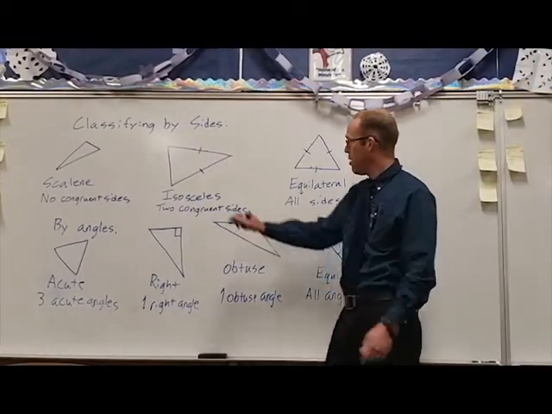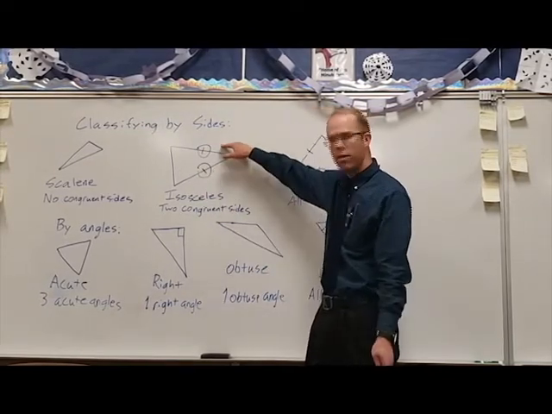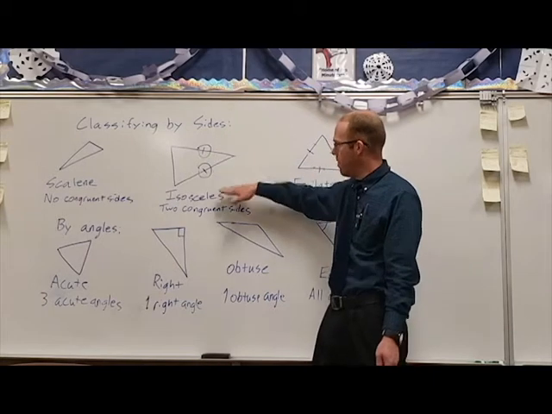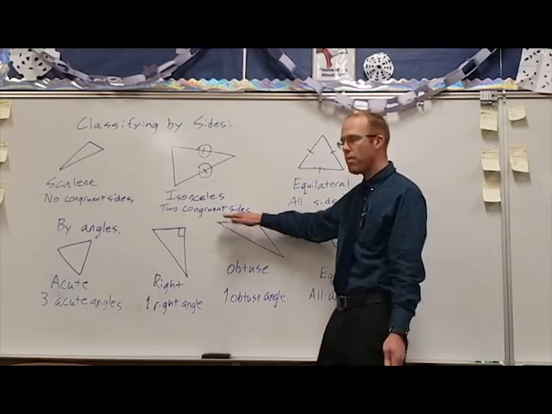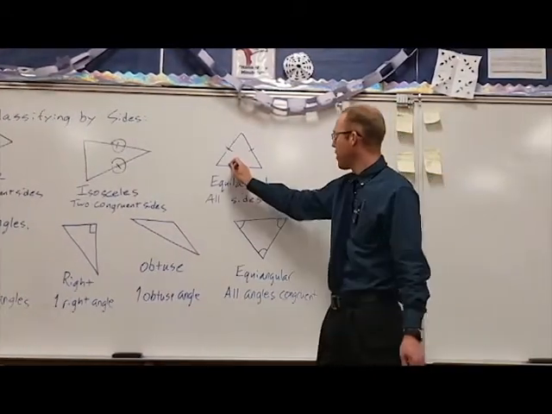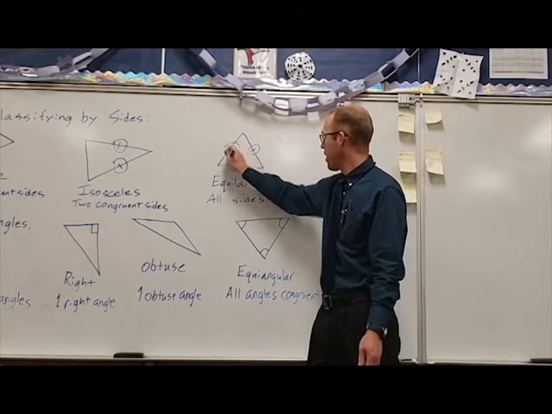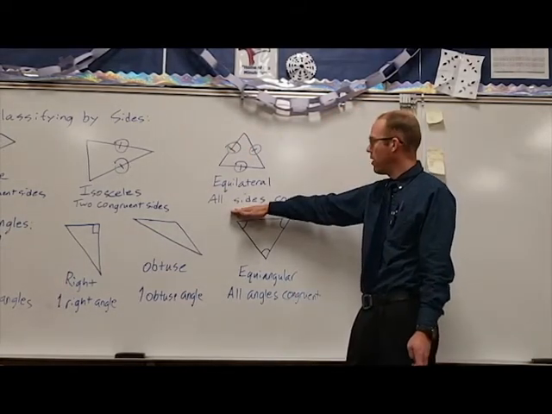The second vocab word for sides is isosceles. From chapter 8, you recall that these markings right here mean that these two sides have the same length, or they're congruent. An isosceles triangle has two congruent sides. And our third word is equilateral, and you can see those markings again, but now on all three sides. Equilateral means that all sides are congruent in the triangle.